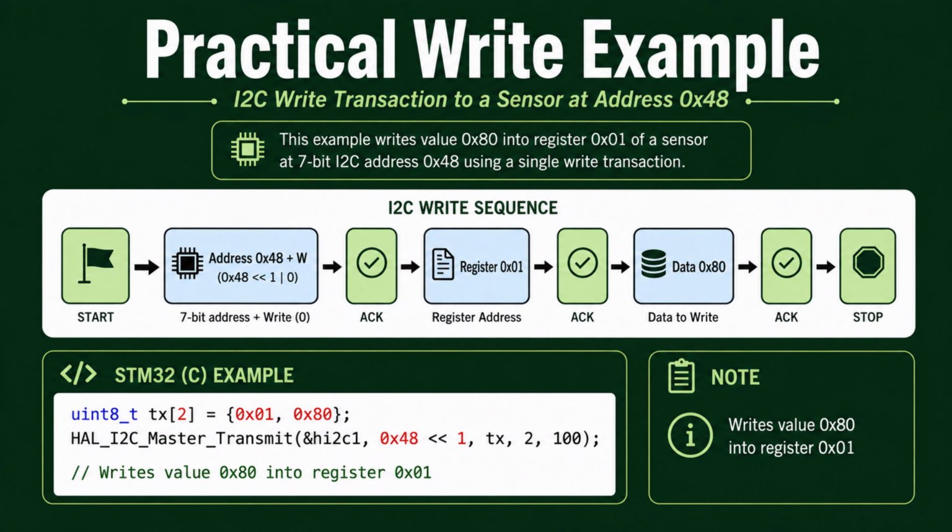Next, the controller sends the register address 0x01. The peripheral acknowledges this byte. The controller then sends the data value 0x80 and waits for another ACK before generating stop.